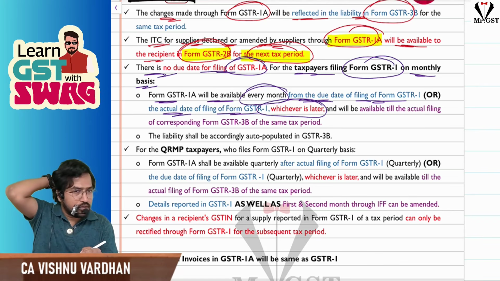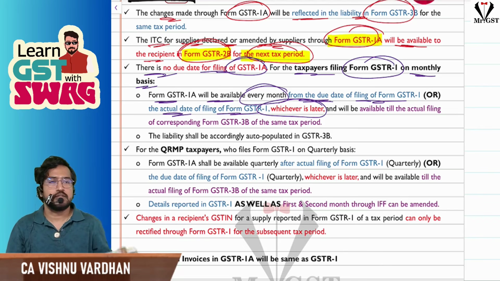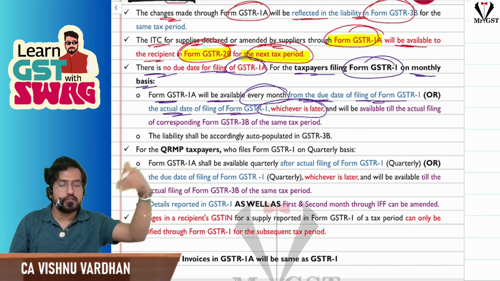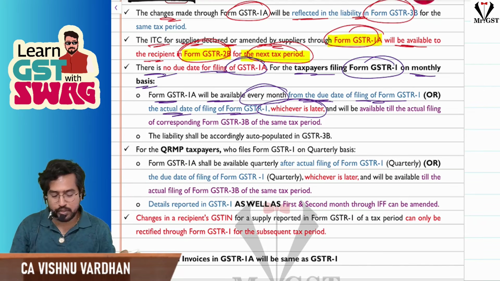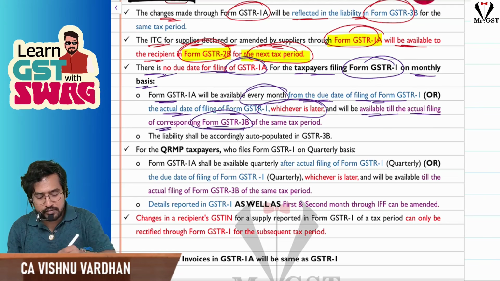Due date is what? 11th. Imagine you filed on 7th itself. 7th or 11th, whichever is later. From that 11th only, sir, you will get that availability. Okay. Now, it will be available till the actual date of filing.